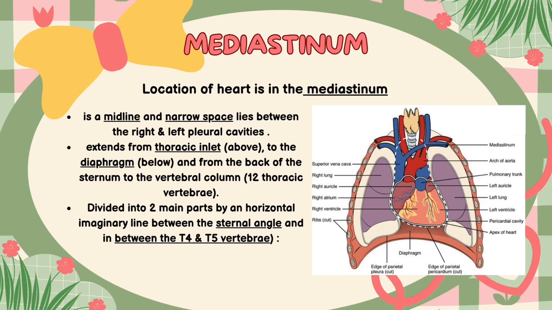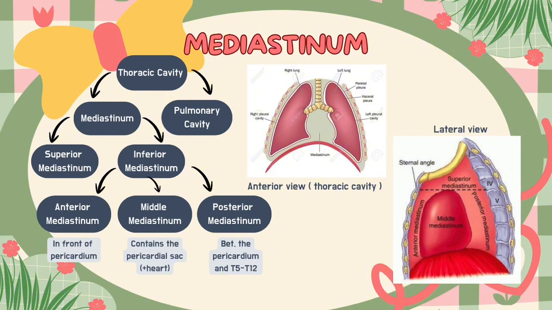The mediastinum is divided to help us organize and understand its contents more clearly. An imaginary horizontal line is drawn from the sternal angle to the level between the T4 and T5 vertebrae. This divides the mediastinum into the superior mediastinum and inferior mediastinum. The inferior mediastinum is further subdivided into anterior mediastinum, middle mediastinum, and posterior mediastinum. Each division contains specific structures and has its own clinical significance.